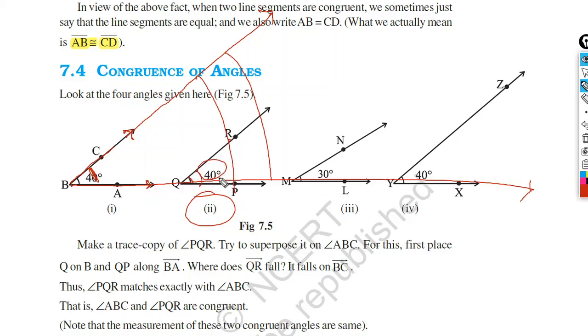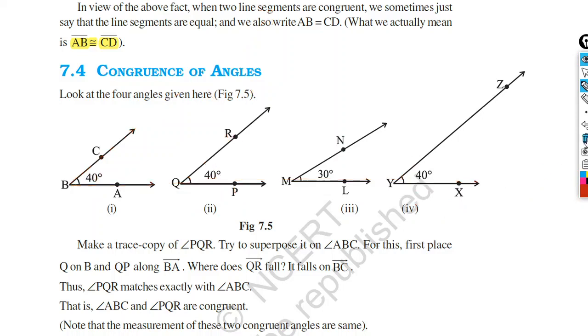RQP angle, this angle is 40 degrees. Here the angle is 40 degrees. Here also the angle is 40 degrees. Therefore, we can say these II and IV angles are congruent. Okay? But angle III, here you can see it is 30 degrees.